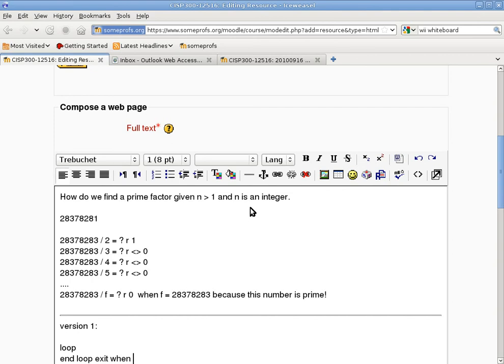Is this supposed to be an infinite loop? No, it's not supposed to be an infinite loop. At some point, we should exit. When do we exit? When we have found a prime factor. Okay, not n equals 1. In this case, we are not factoring the number itself. We are just finding a single prime factor. Okay, so we'll just say when we have found a prime factor.